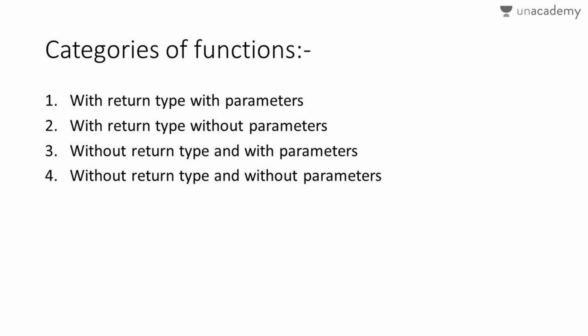Basically, a function prototype contains the return type, function name, and data type of the parameters. These 3 are very important, and depending upon these 3, the functions are divided into 4 types. A few functions will have return type and parameters, a few will have return types without parameters as we saw, a few won't have return type but will have parameters, and some without return type and without parameters. So this is the introduction to functions.